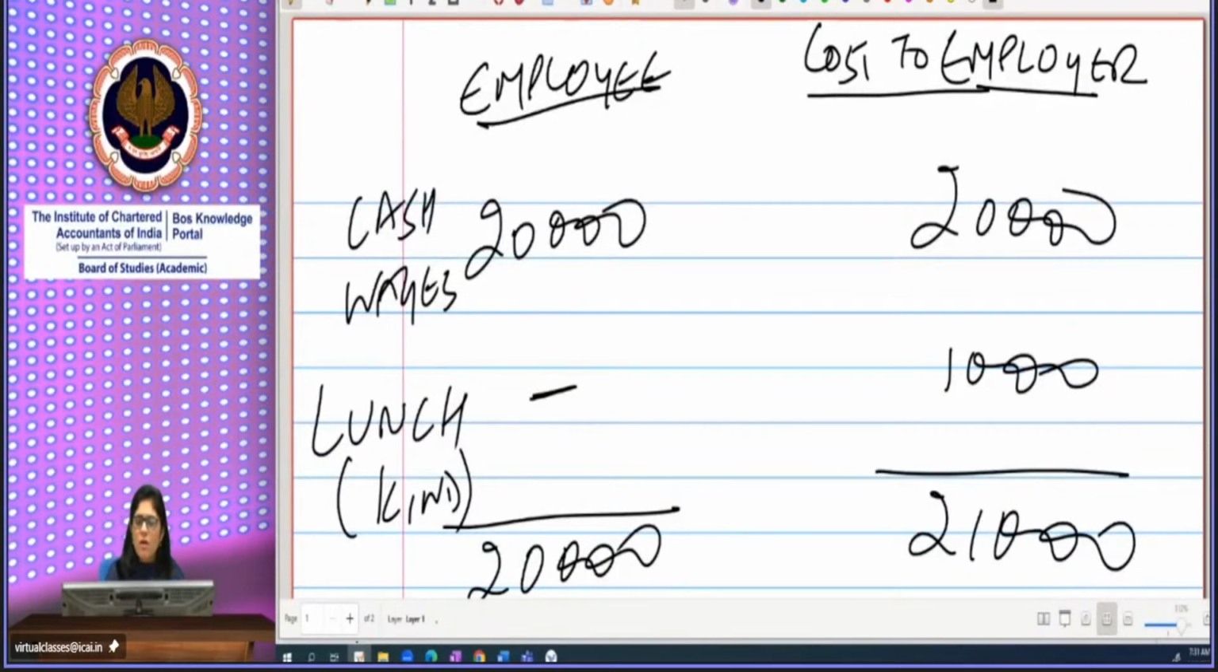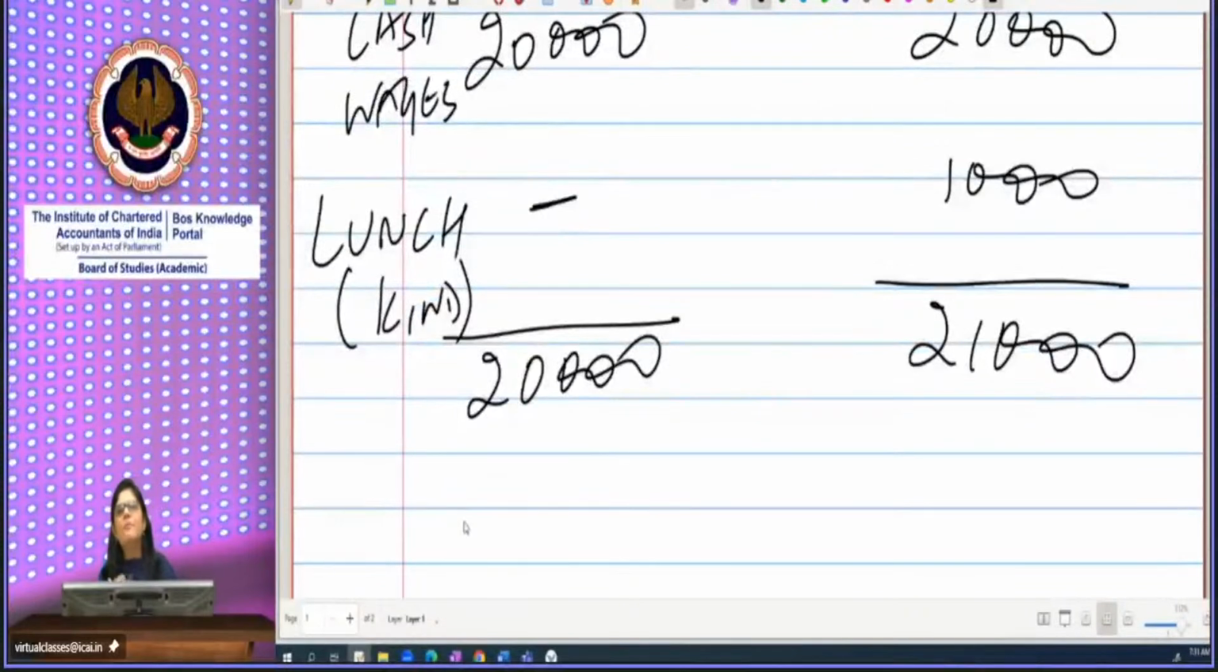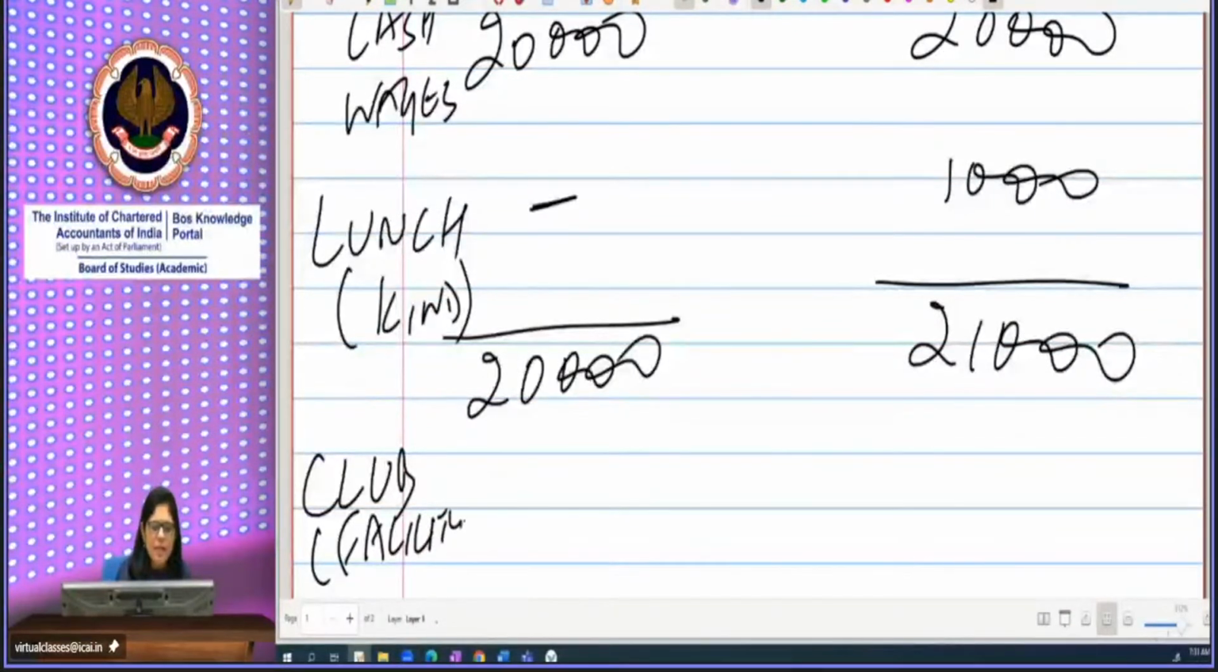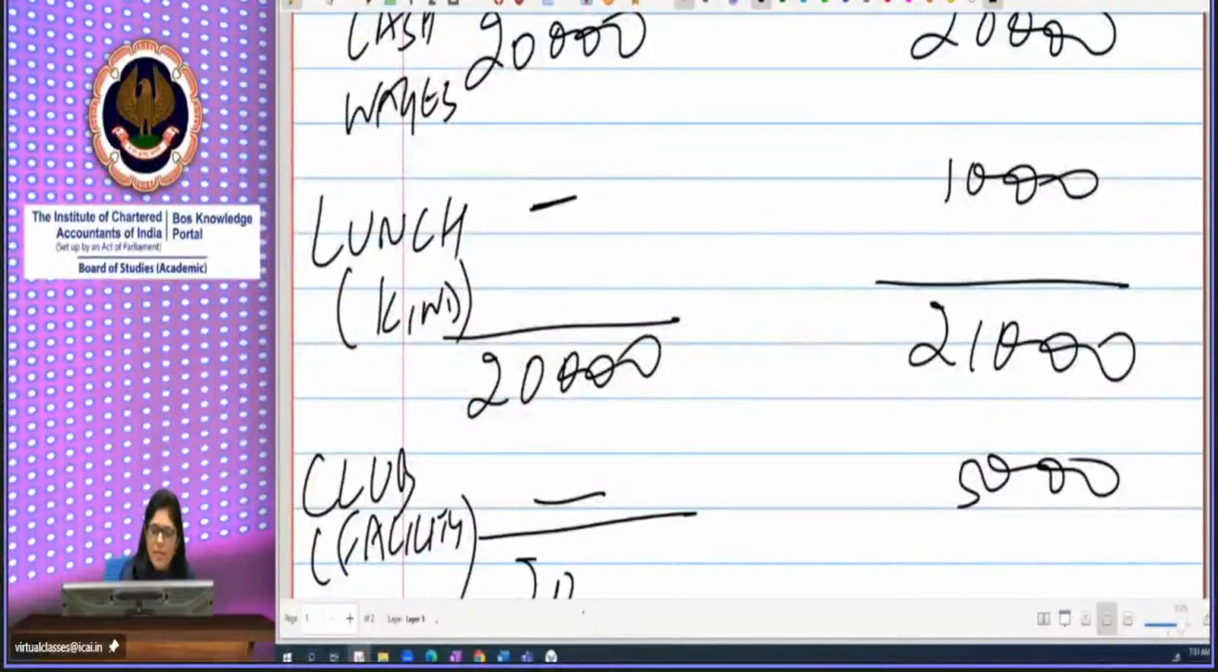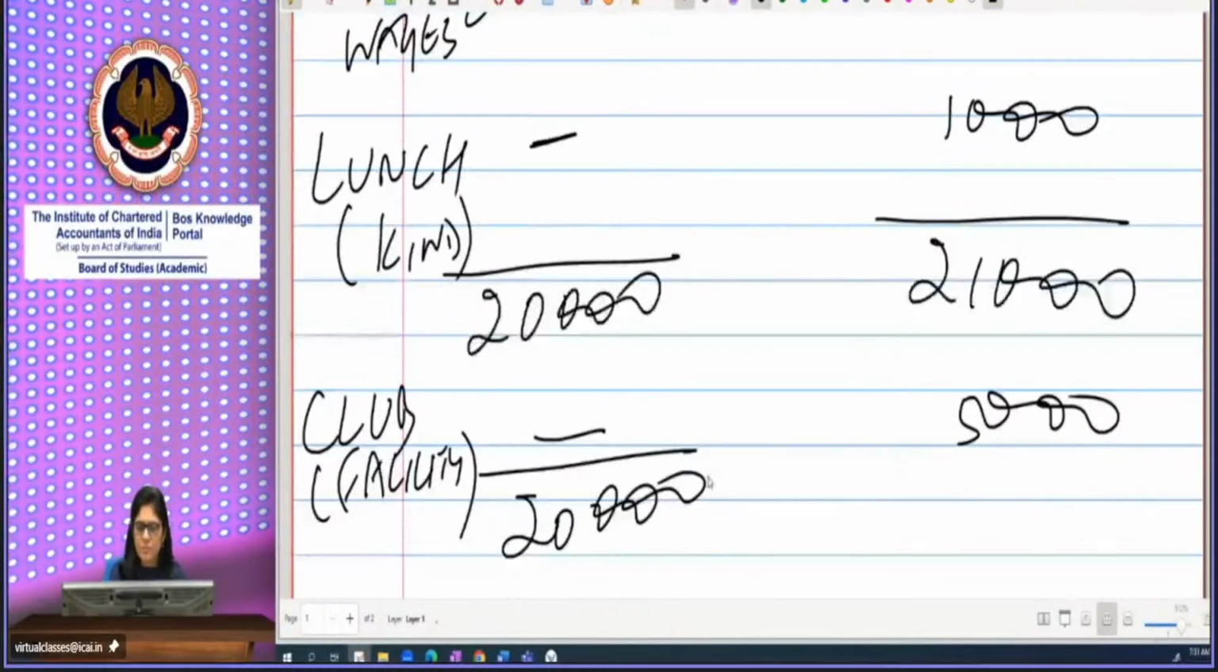Now one more thing we can add. Let us say the employer is giving a club facility. So we are giving club facility also to the employee. Again, it's a facility. We are not paying anything in cash to the employee, but the employer is bearing the cost of the club. Let us say the cost of the club is 5,000. So again, the earnings to the employee is 20,000, but the cost to the employer is 26,000.